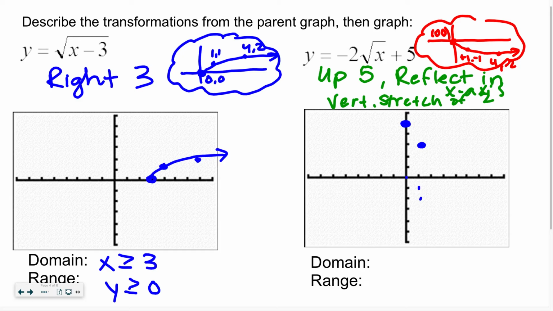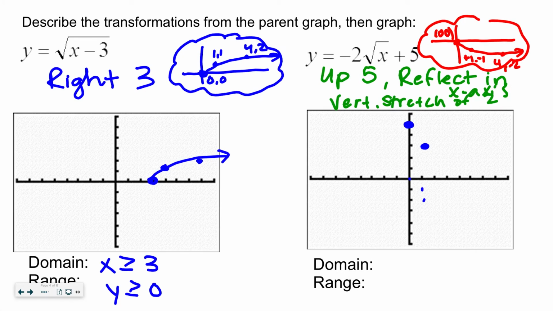I can do the same thing for this point, 4, negative 2. Let's stretch it first. The negative 2 is the y, so we're going to stretch it by 2, so it would be negative 4. Negative 2 times 2 would be negative 4. And then I would be going right 4, down 4. And then I have to move that up 5. So I'm going to be at right 4, up 1.